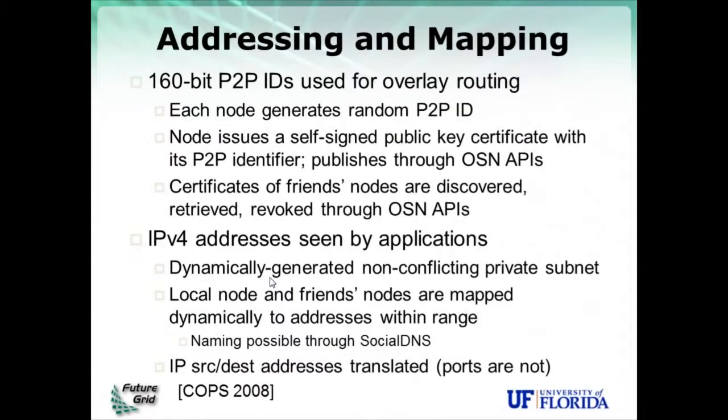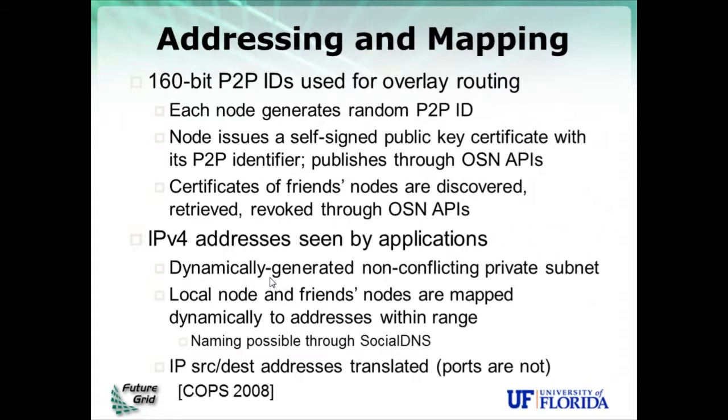So the way SocialVPN deals with this problem is we have the peer-to-peer identifiers as we saw earlier, and then each node in the SocialVPN issues a self-signed public certificate with that identifier, and that's published through the online social network. And you discover and exchange these certificates through the online social network APIs, for example, XMPP. Now, the IPv4 addresses that are seen by applications are mapped to these P2P identifiers, much like we saw the DHT mapped IP addresses to P2P identifiers in the regular IPOP.